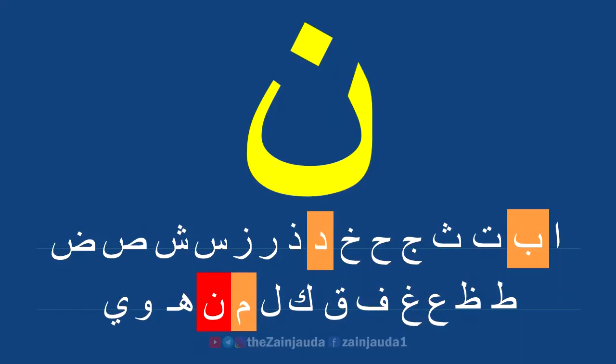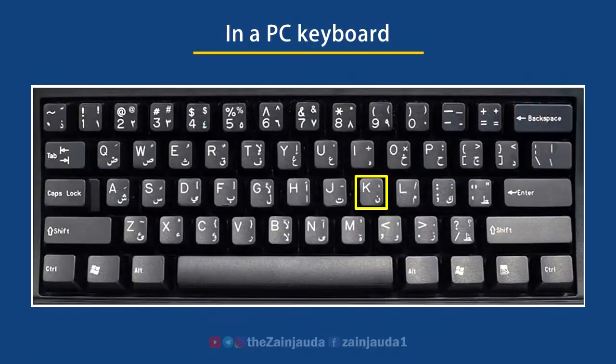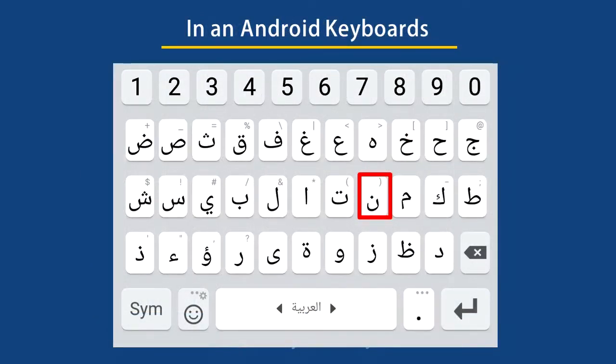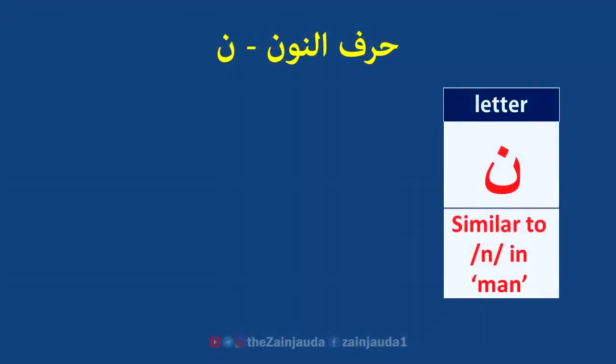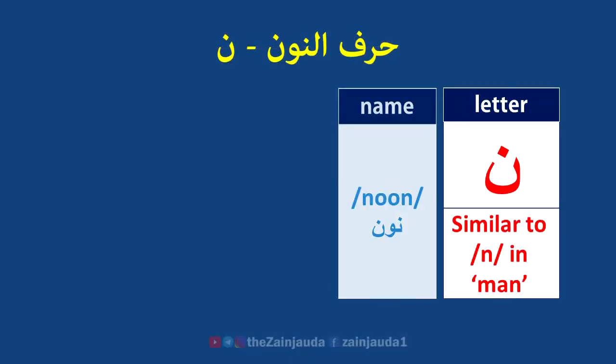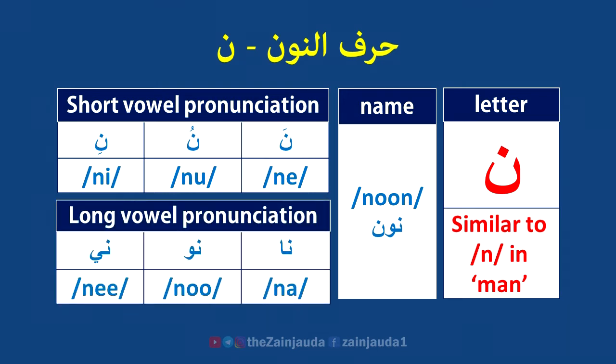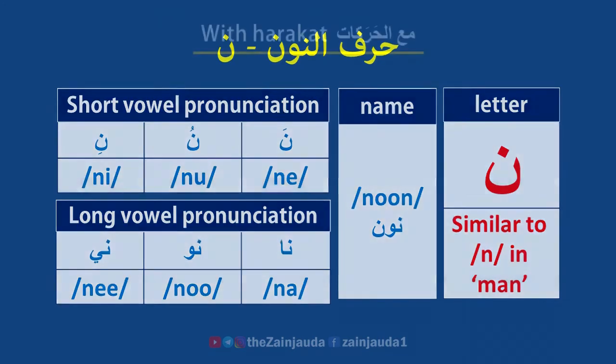Noon is the 25th letter in the Arabic alphabet. On a keyboard, it is found with K. On an Apple keypad, it is found in the second row, and it has the same position on an Android. Now, Noon is similar to the n of man, and with a fatha it becomes na, with a dhamma it becomes nu, and with a kasra it becomes ni. With long vowels it becomes na, nu, ni.